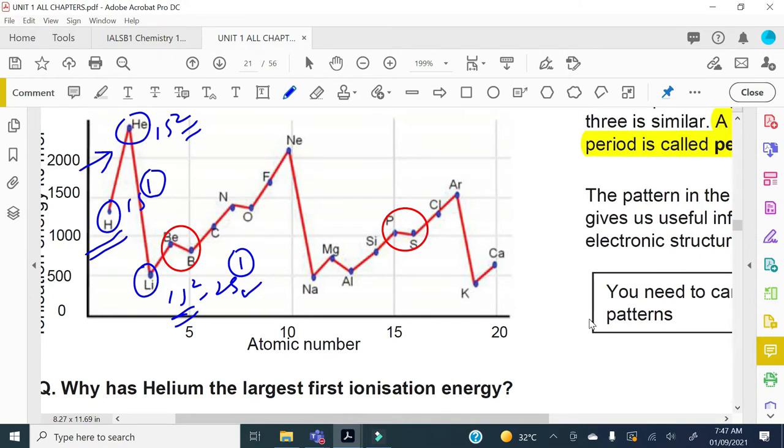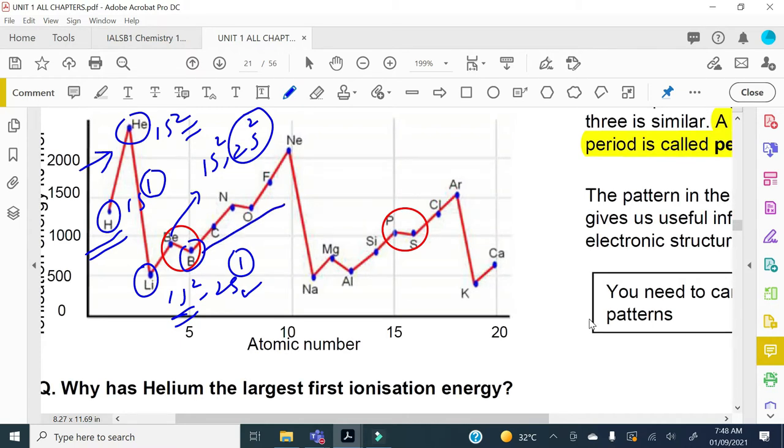Now reaching beryllium, beryllium is number 4. The electronic configuration for beryllium will be 1s2 and 2s2. Now you can understand that if it is completely filled, the ionization energy should rise. So this rise in the ionization energy gives us an idea that the electron in the s orbital is very difficult to eliminate.